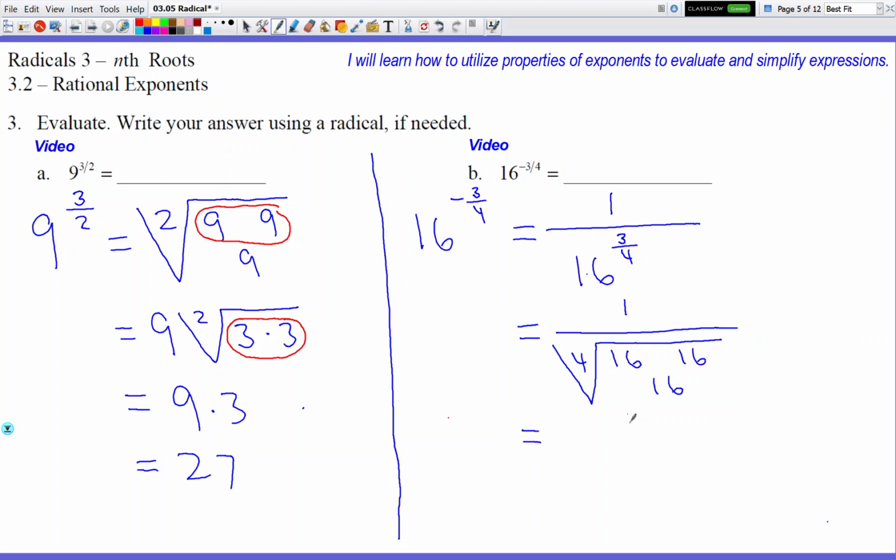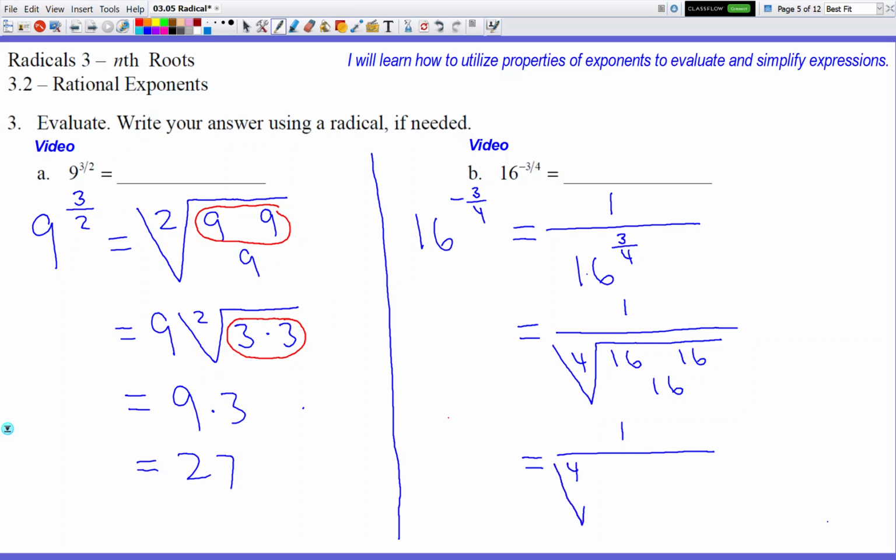So I still got my fraction. Actually, I made this equal sign a little bit too high, because if I write the 1, it's going to be inside the radical symbol also. So I might need a little more space. I might have to expand the page. So 1 up top. And let's break apart these 16s into smaller pieces so I can find stuff that I can circle.